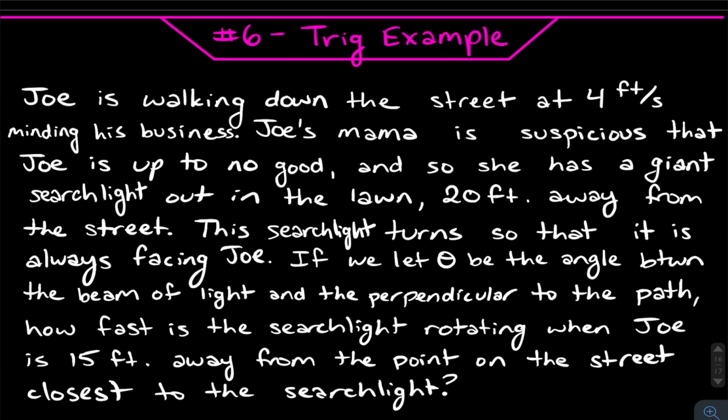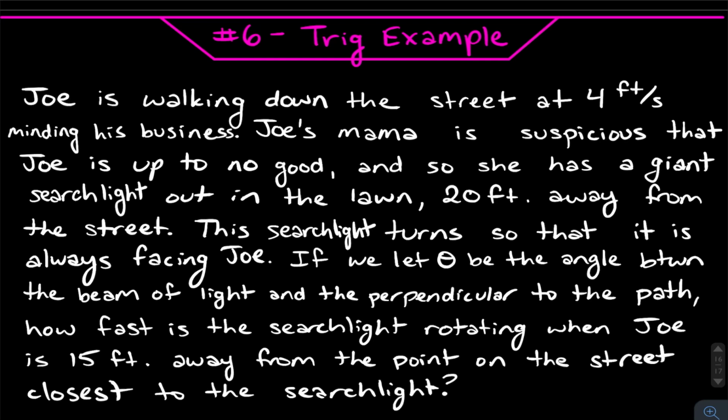Joe's mama is suspicious that Joe is up to no good, and so she has a giant searchlight out in the lawn, 20 feet away from the street. This searchlight turns so that it is always facing Joe. That's cool, I guess. I'd love to have a parent like that. If we let theta be the angle between the beam of light and the perpendicular to the path, how fast is the searchlight rotating when Joe is 15 feet away from the point on the street closest to the searchlight?